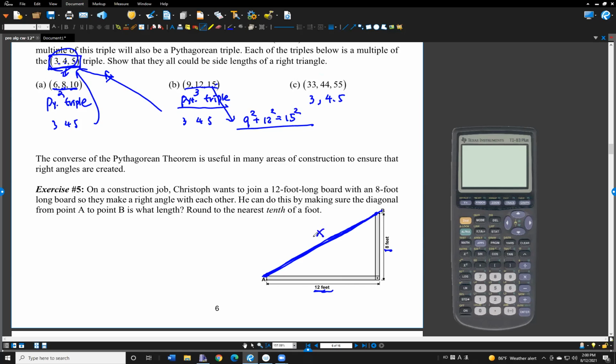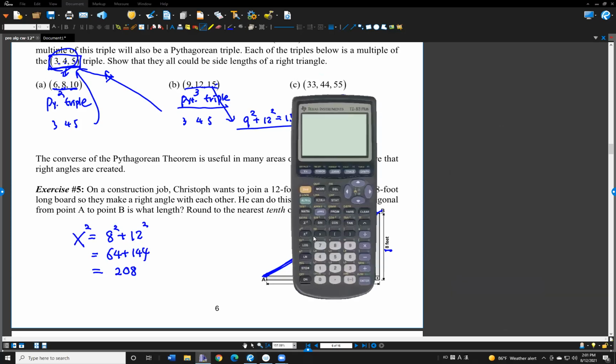How? Pythagorean theorem. 8, 12, isn't it? So you know that x squared equals 8 squared plus 12 squared. 8 squared is 64. 12 squared is 144. Total is what? 208, right? But you can use a calculator. Square root of 208 is around 14.4. So x squared is this, take the square root, x equals around 14.4. You can get the number using the Pythagorean theorem.